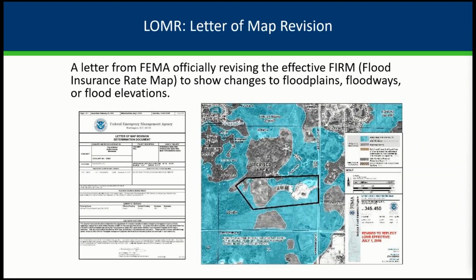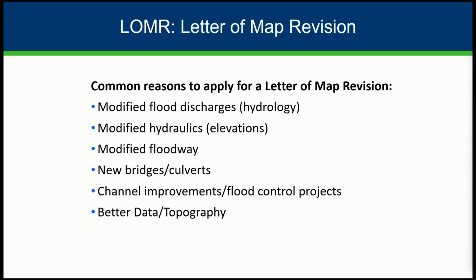So a letter of map revision is a letter from FEMA officially revising the effective flood insurance rate map. It shows a change to the floodplain or the floodway or flood elevations. So this is an example of what the letter might look like there on the left. Some reasons you might apply for a letter of map revision is if you're changing the flood discharges, so if there's any change in hydrology.